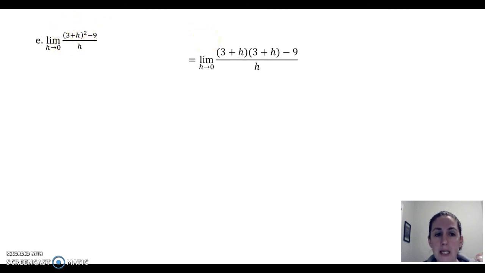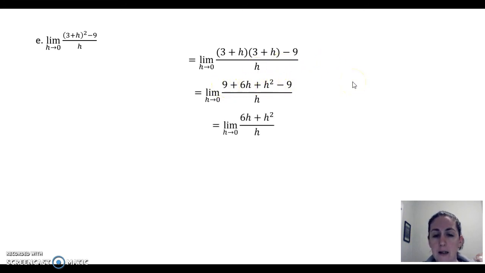So (3 plus h) squared is (3 plus h) times (3 plus h). So everybody in the first group will get multiplied to everybody in the second group. And we get 9 plus 6h plus h squared minus 9. Now notice the positive 9 and the negative 9 are going to cancel. And now we have 6h plus h squared. Both of those have an h, so let's factor one out. And when you factor that h out, notice this h and this h are going to cancel. And so we're left with the limit as h approaches 0 of 6 plus h.